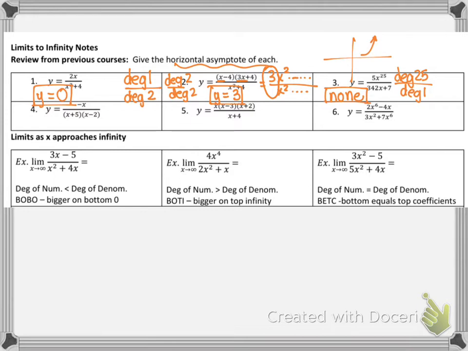Okay, number 4, if you FOIL it out, you can see on the bottom you're going to have a degree 2. And the top, you can see that the biggest power is 1. If it's bigger on the bottom, y equals 0.